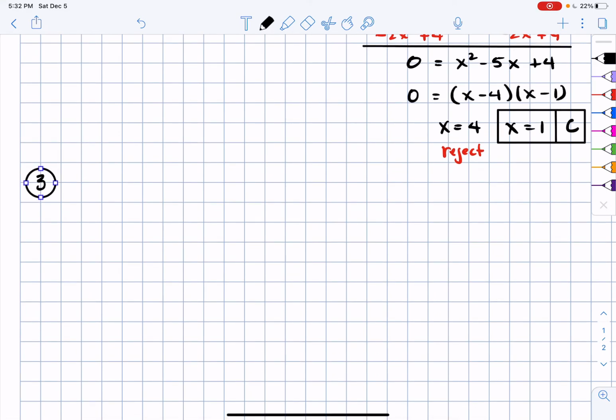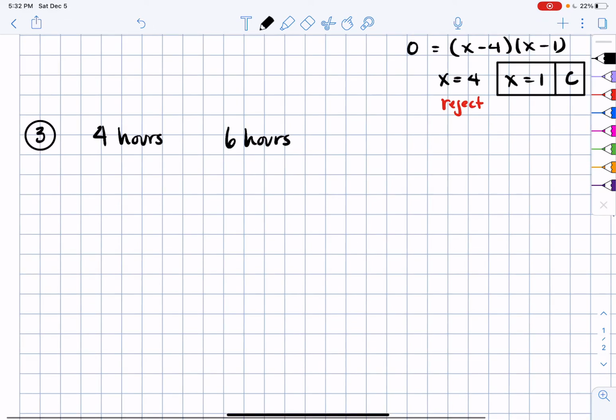Number 3. Oh, this is the painter problem. One takes 4 hours, the other takes 6 hours. The question is, if they do the same job together, how long would it take? This is the one where you say they'll paint 1/4 of the house in 1 hour, and she will paint 1/6 of the house in an hour. How long would it take if they did the job together?